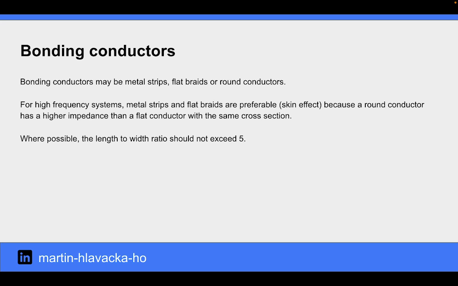Bonding conductors. Bonding conductors may be metal strips, flat bands, or round conductors. For high-frequency systems, metal strips and flat braids are preferable because a round conductor has a higher impedance than a flat conductor with the same cross-section. Where possible, the length-to-width ratio should not exceed 5.